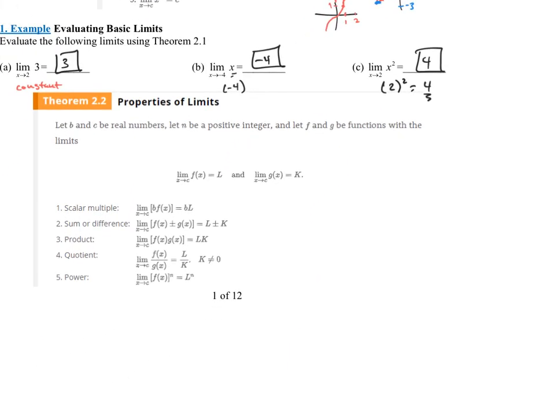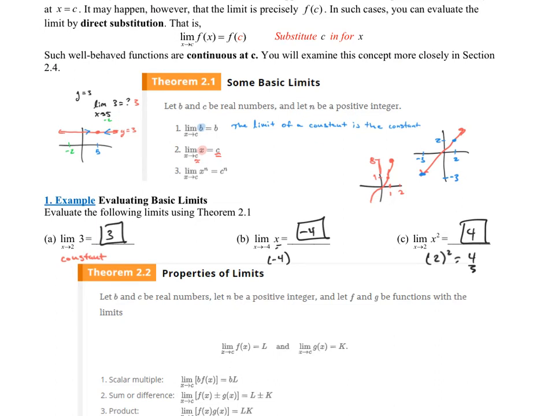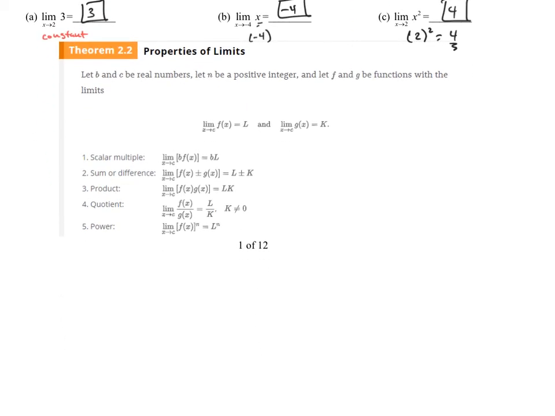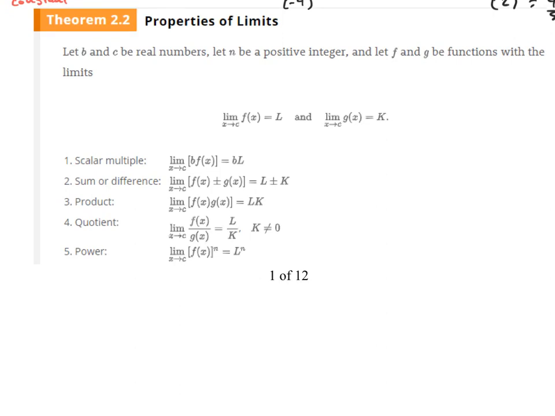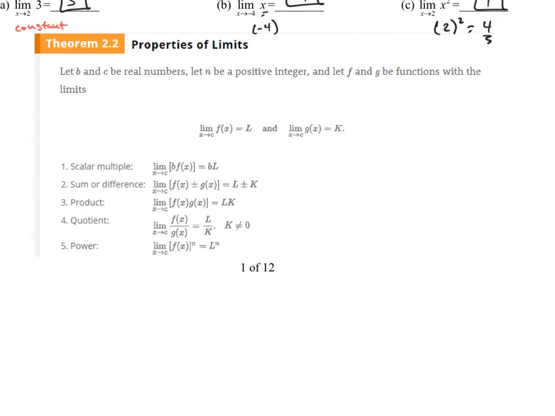So that's the basic rules. Theorem 2.1 gives us some of the basic limits. The limit of a constant is a constant. If it's x or x to the n, just plug in the x value. But we can extend it to more rules. All of these can be proven and are proven in the auxiliary section. They might even be proven in the textbook in the normal pages. But you can see proofs of these in the appendix.